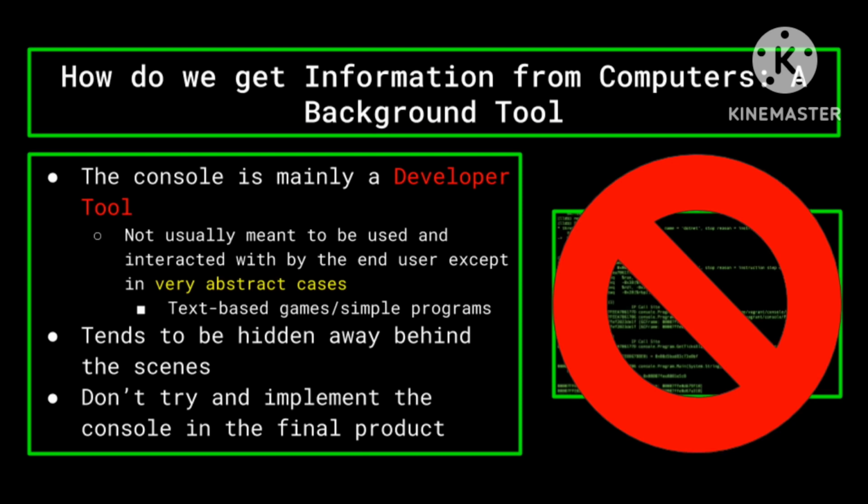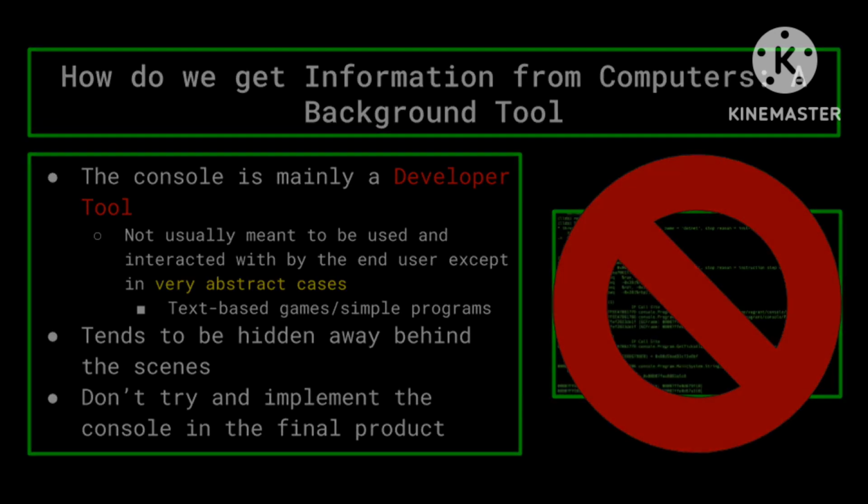Think of it like this. When you are using your phone, you see the console in none of the programs you use. So while you can use the console to give yourself information about how your program is performing, don't try to implement it in the final product because it fundamentally just isn't meant for that. Overall, remember to use the console to its fullest extent when writing and fixing problems in your programs, as it is a great tool to use to tell how your program is performing behind the scenes.